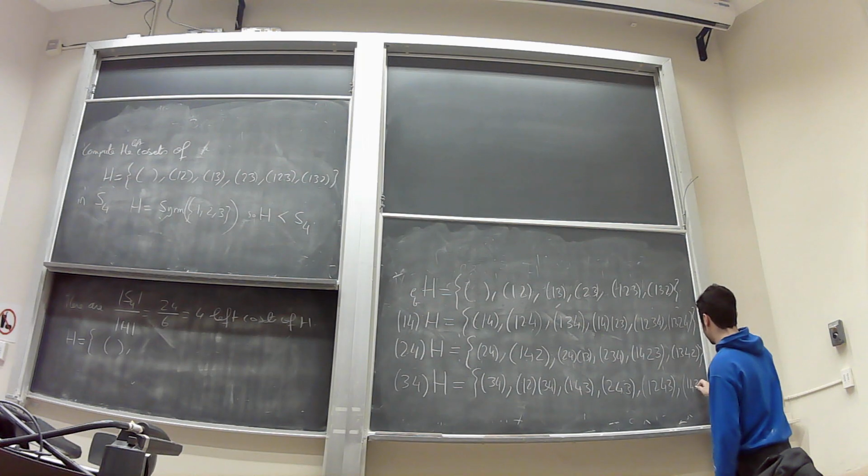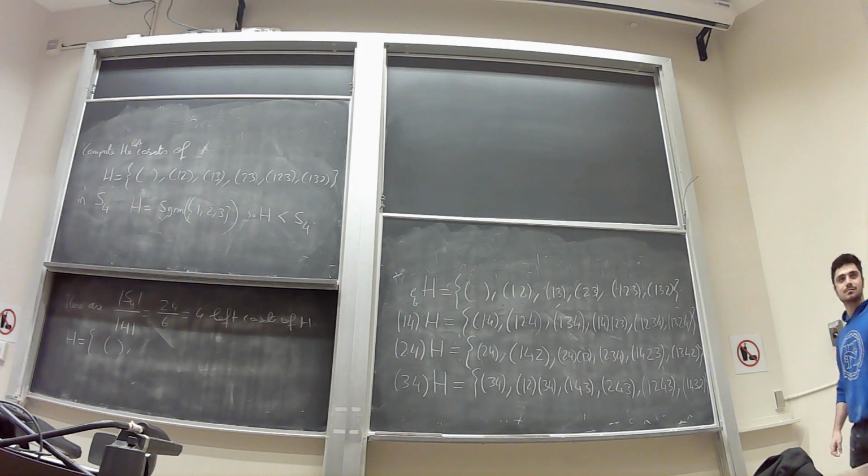Yeah, and then I have a 3. Then I have a 2. 3 goes to 2. Okay? These are the left cosets.